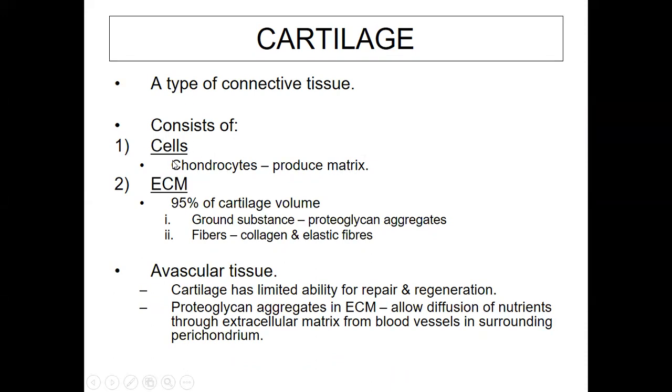For the cellular component, it is composed of the cell known as the chondrocyte, and the chondrocyte produces the matrix. The extracellular matrix forms 90% of the cartilage volume. It is composed of the ground substance, which comprises proteoglycans and aggregates. And then it also has fibers, composed of collagen and elastic fibers.